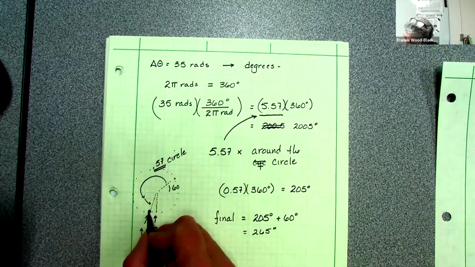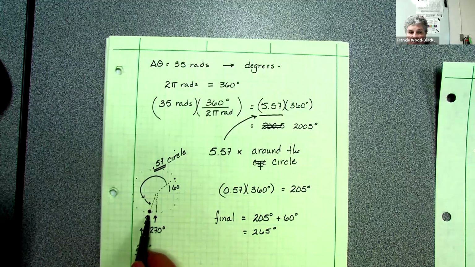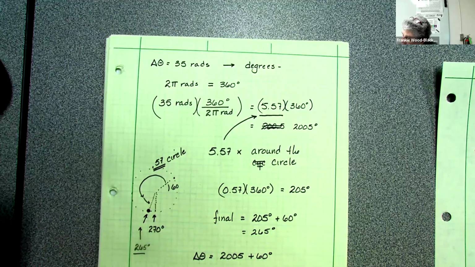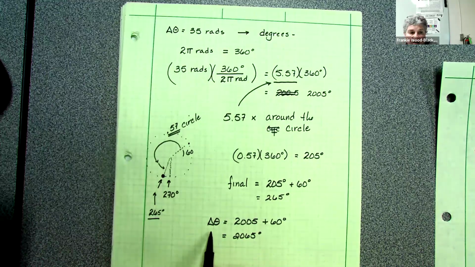So if I'm drawing my picture as to where that is, that's where it is. Now the change in angle that the point went through is going to be 205 plus 60 degrees. That's the entire change in angle.